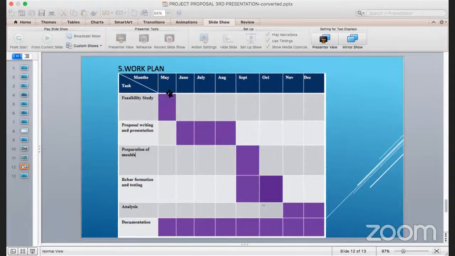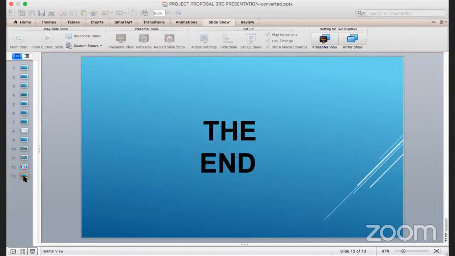So this has been our work plan so far. We are currently still trying to come up with a proper rebar for tests. Yes, then I believe that's it. The end.